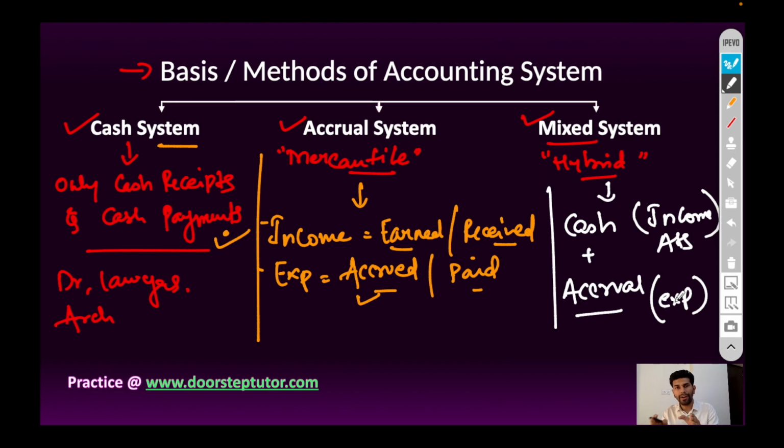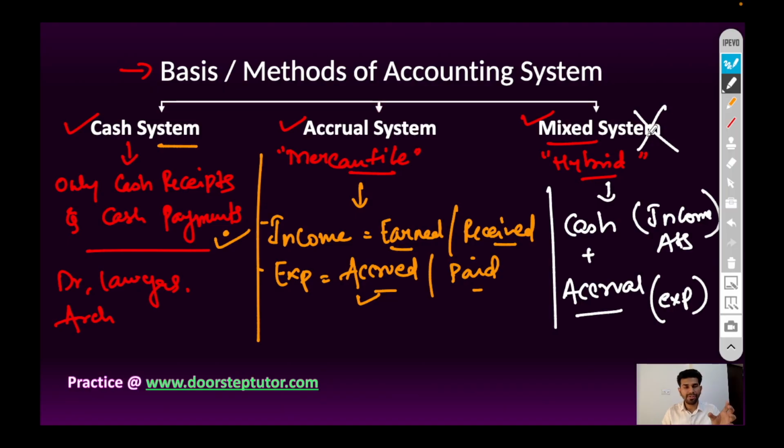When income is recorded when it is received, income will be lower, and expense will be recorded at the time when it is accrued, so expense will be higher. So net profit will be lower and ultimately tax liability will be lower. But in India, the hybrid system of accounting is not allowed.